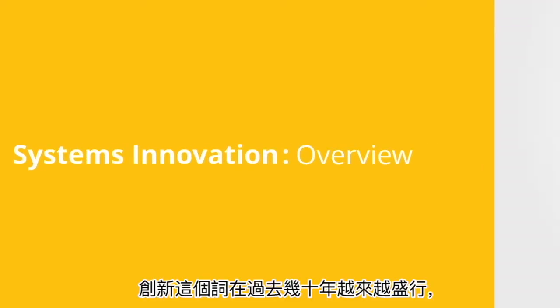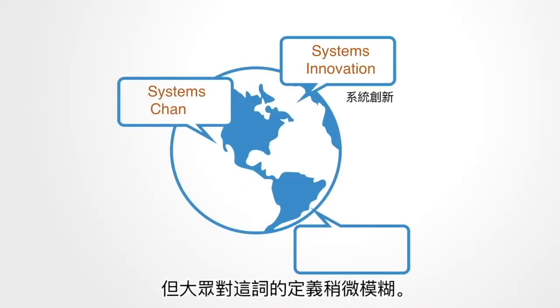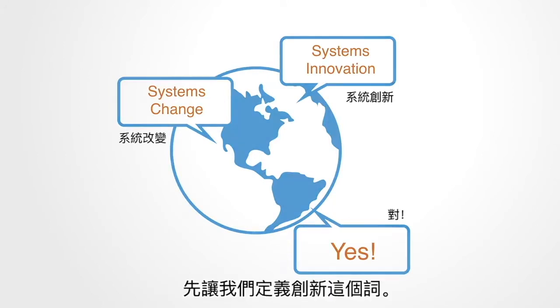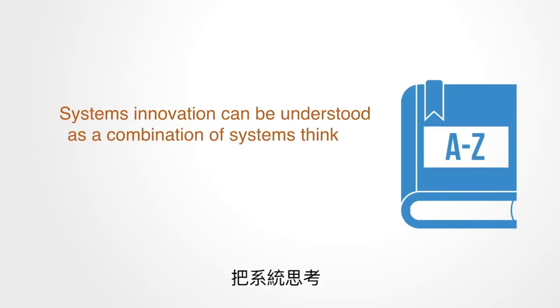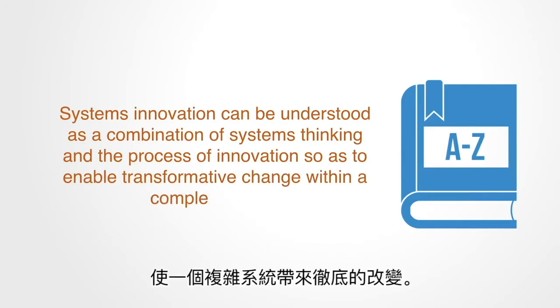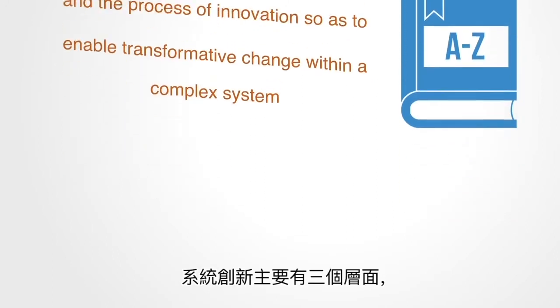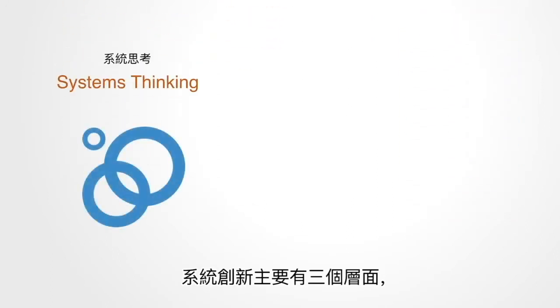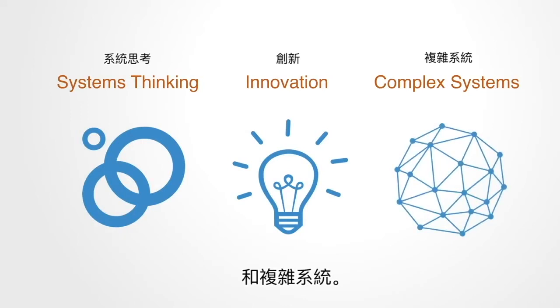The term systems innovation has become popular in the past decades, but the term is often left as somewhat vague, so let's start by presenting a working definition. Systems innovation can be understood as a combination of systems thinking and the process of innovation so as to enable transformative change within a complex system. So there are three primary aspects here: systems thinking, innovation, and complex systems.